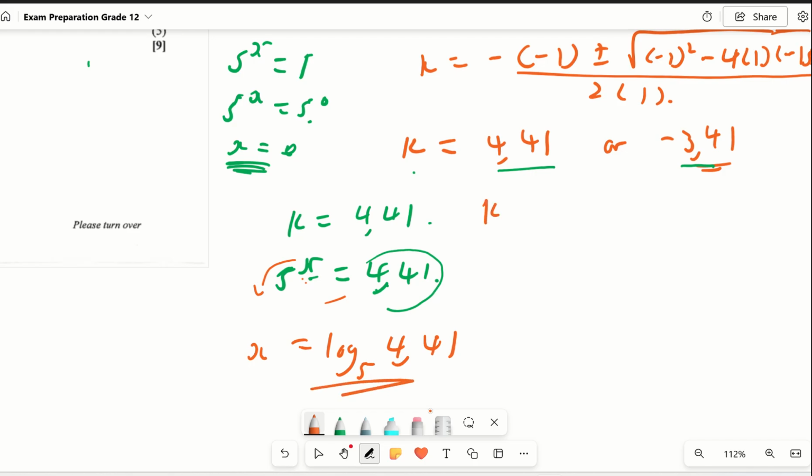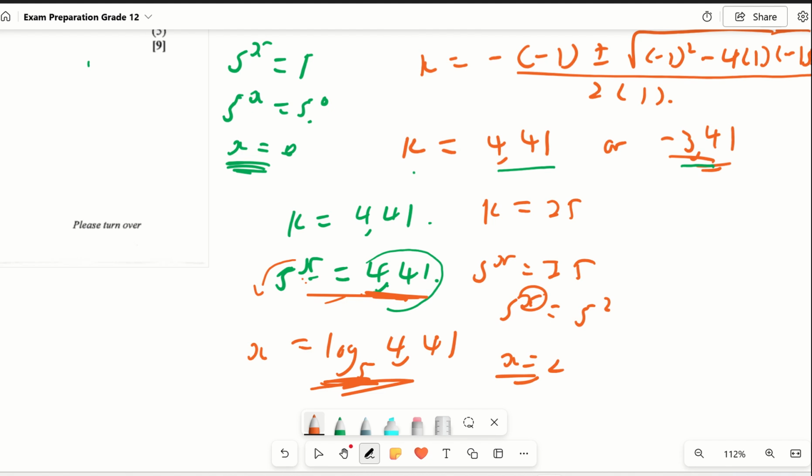If your answer was, for example, k equal to 25, then it would have been easy. It would be 5 to the power x equal 25. And we know that 25 is the same as 5 squared, then therefore your x will be equal to 2. But in the case of something like this, you just do that, you do the same with that. Are you happy with that?